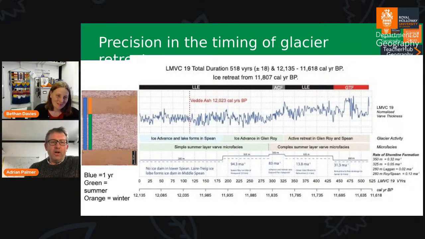So that black bar is about 500 microns, so half a millimeter, just to give you a sense that the structure that we're looking at, which is composed of a relatively coarse component and then a fine component, is the equivalent of 1 year's worth of sedimentation, and it's about a millimeter in thickness. And it's made up of a summer layer, which is that coarse component, which is the green bar, and then we've got our orange bar, which is the finer material, which is our winter.